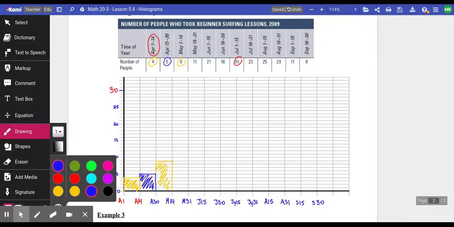The next one is 11 people. The next one is 21, big jump up to here. Next one is 16, so it drops a bit. Then we got 30, which is way up here at the top.